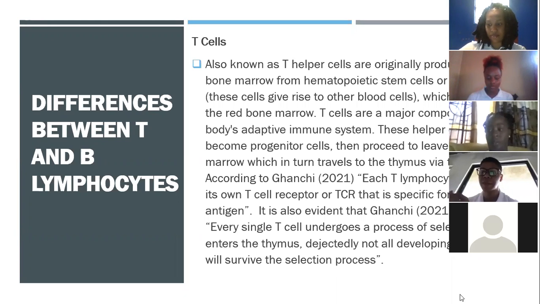These helper cells often become progenitor cells, then proceed to leave the bone marrow, which in turn travels to the thymus through the blood. Now, each T lymphocyte will develop its own TCR, or T cell receptor, that is specific for a particular antigen. It also states that every single T cell undergoes a process of selection once it enters the thymus. But sadly, not all developing thymocytes will survive this selection process.